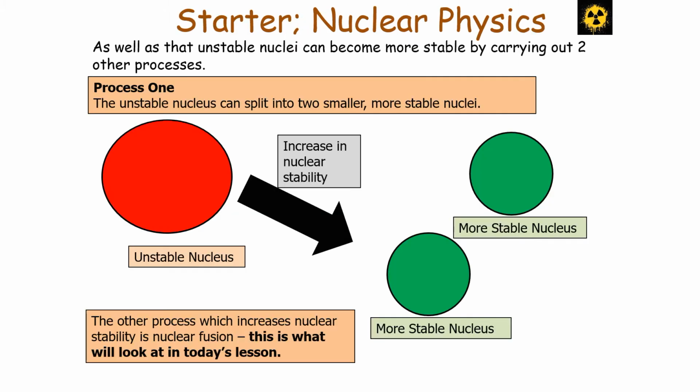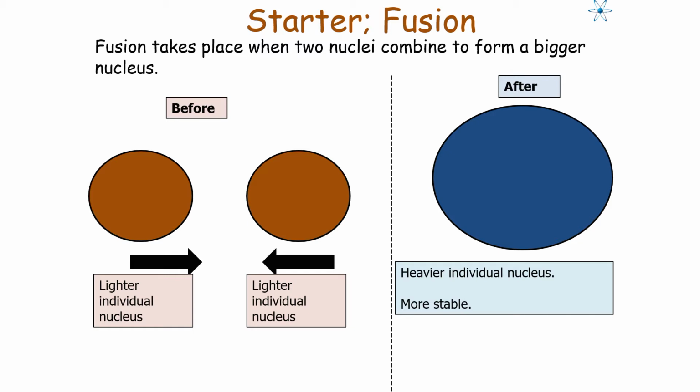As well as unstable nuclei being able to become more stable by carrying out nuclear decay, they can also carry out two other processes. The first process that we looked at was the idea of an unstable nucleus splitting into two more stable nuclei, which is nuclear fission. But in today's lesson we're going to look at the other process which increases nuclear stability, nuclear fusion. Nuclear fusion takes place when two nuclei combine to form a bigger nucleus. So you start off with lighter individual nuclei which are unstable, they will come together and form a heavier individual nucleus which is more stable.